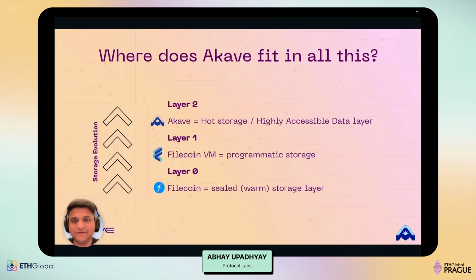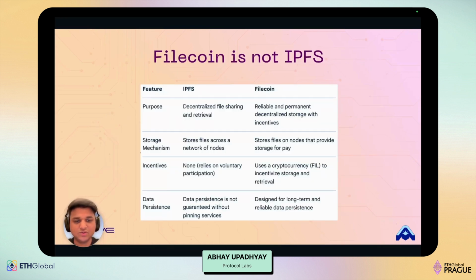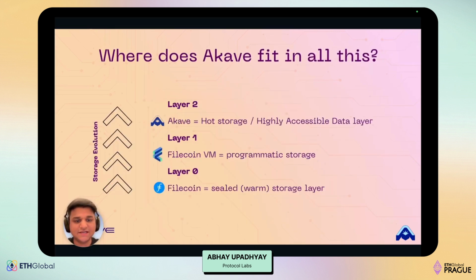Now let's see, where does Akave fit in all of this? So as we discussed, Filecoin introduces an incentive-based storage layer. On top of that, FVM complements it with programmatic storage. That is, you can write smart contracts that can interact with the state of your storage directly. How does Akave complement what's already built on Filecoin?